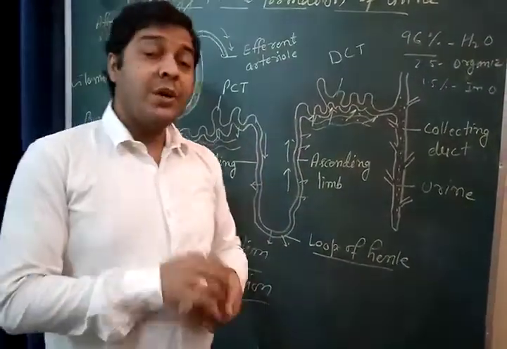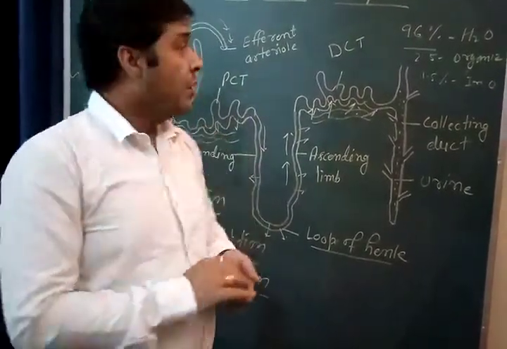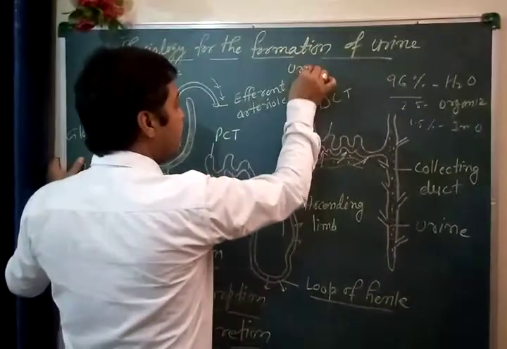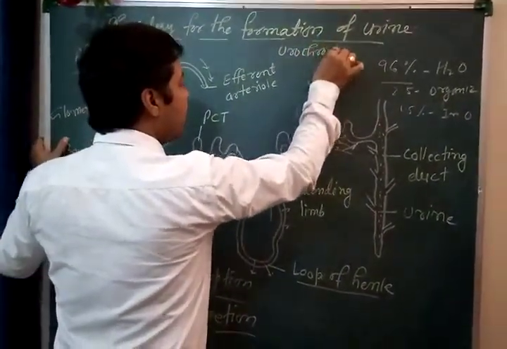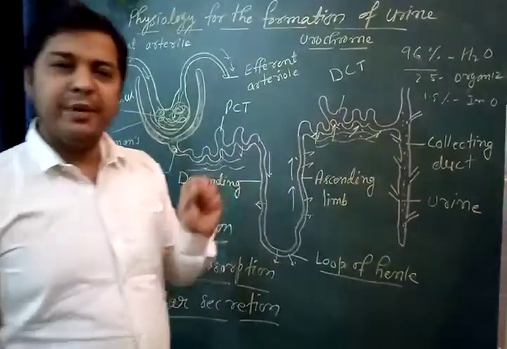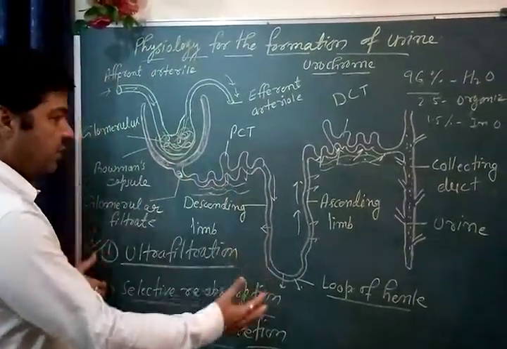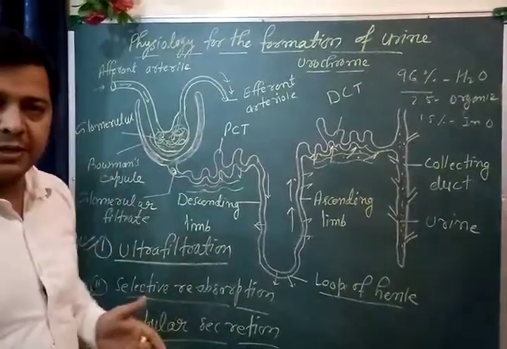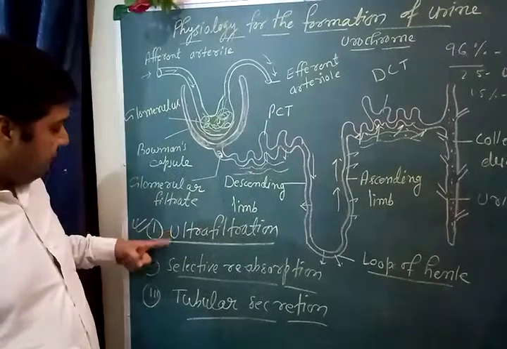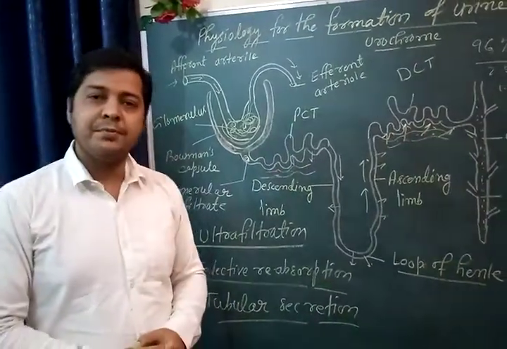Another thing, what is the color of urine? Slightly yellowish. Yellowish because it contains a pigment, urochrome. You must remember, in urine the urochrome pigment is present, and because of that, the urine is yellow. So this is the structure that is very important. You must practice, and this is the physiology for the formation of urine with ultrafiltration, selective reabsorption, and tubular secretion. I think this is clear to everybody.